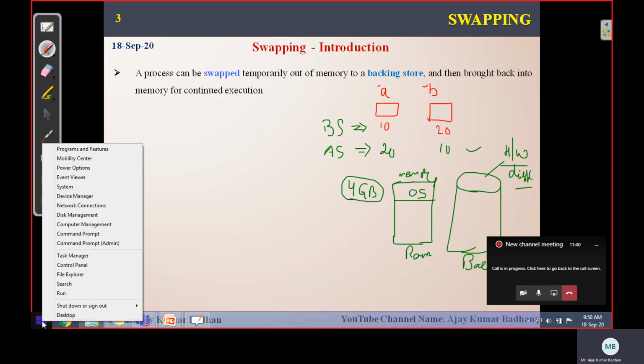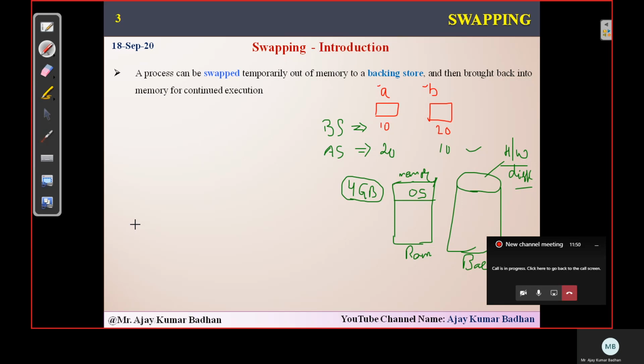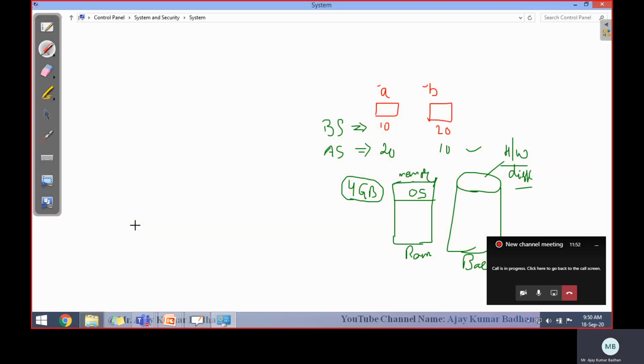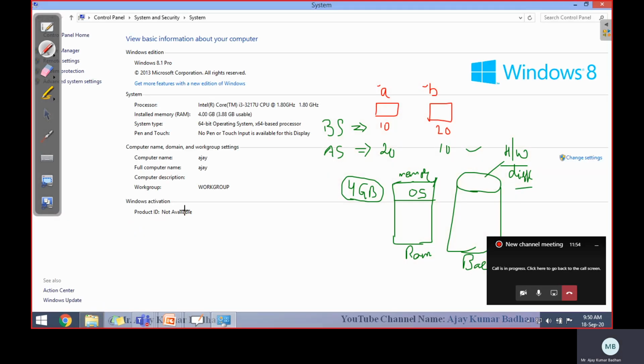Okay, so here I will show you. I'm just right clicking here and typing something called system. So I just clicked on system here. Now if you look, so yeah, I just want to show you so that you can understand.